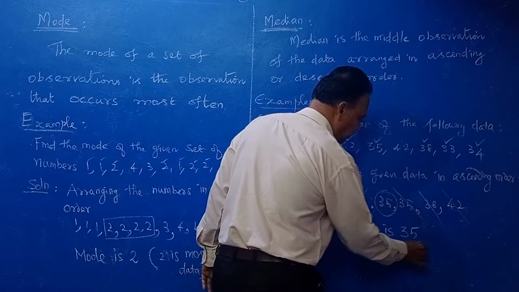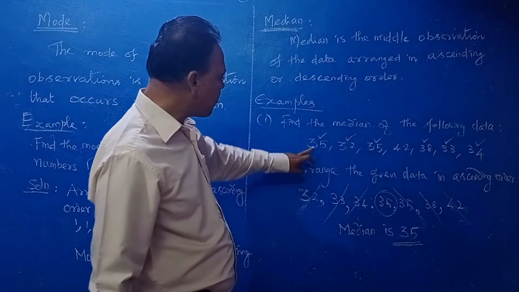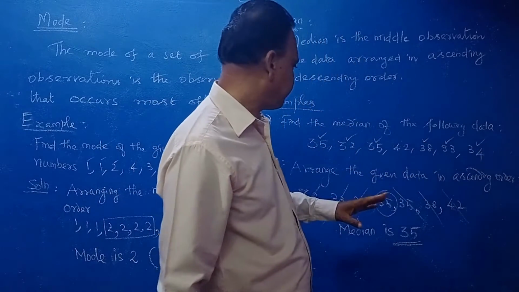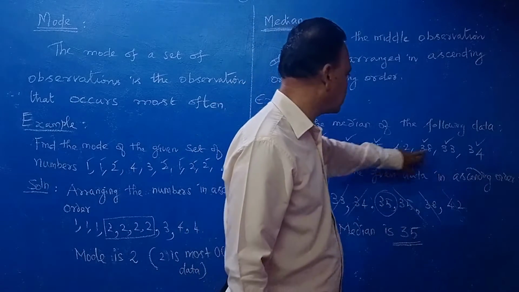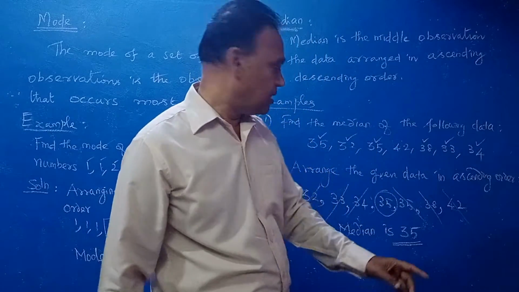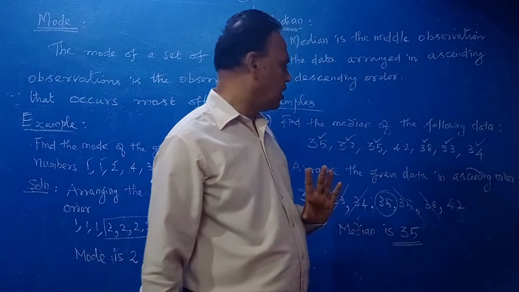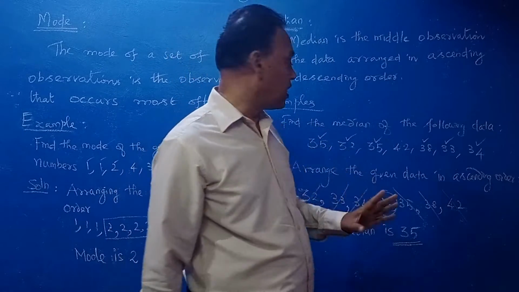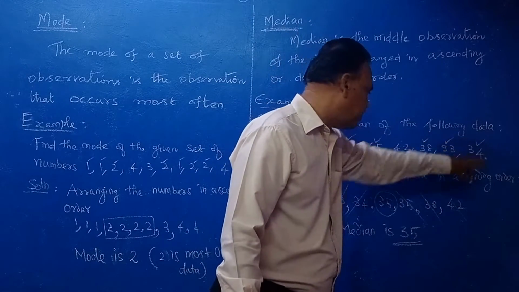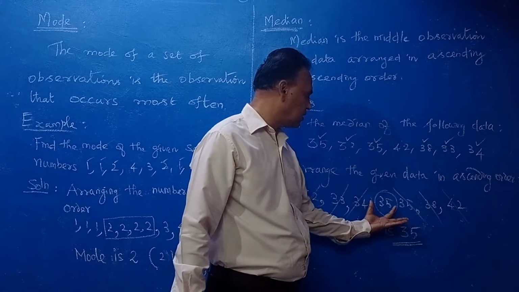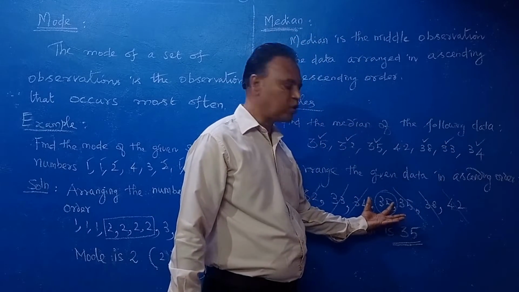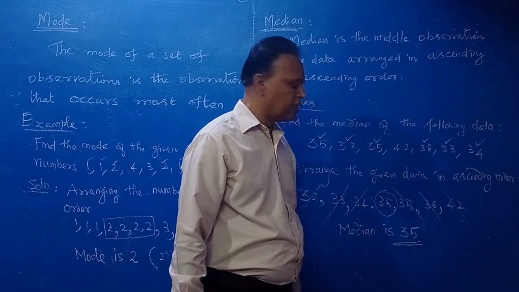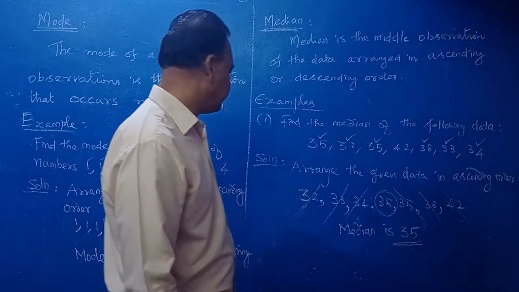Here you see the number of data: 7 data. That 7 is odd, that's why you get exactly one middle observation. Suppose the number of data is even, suppose 8, then you will get 2 middle observations. Both the data you should add and divide by 2. Then you will get the median. Understand?